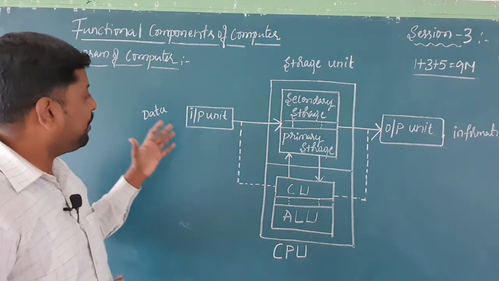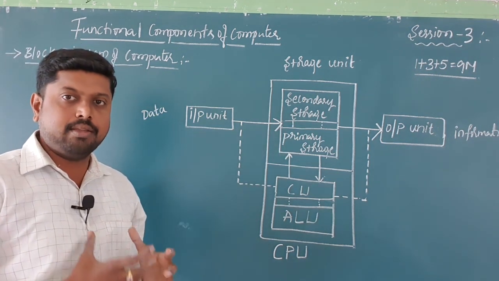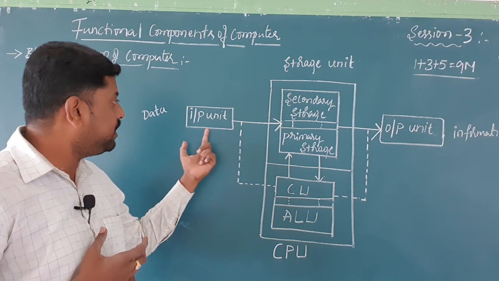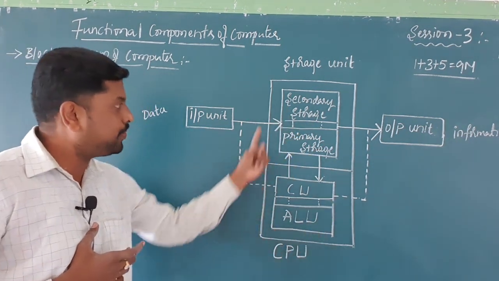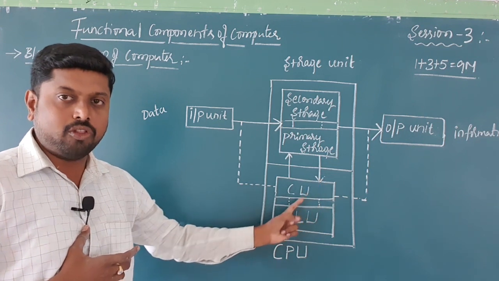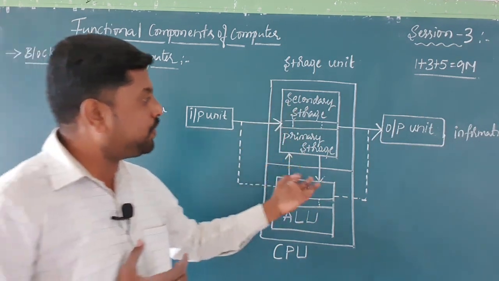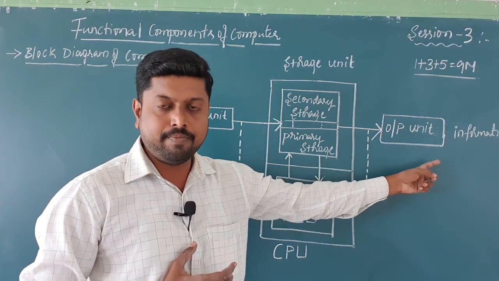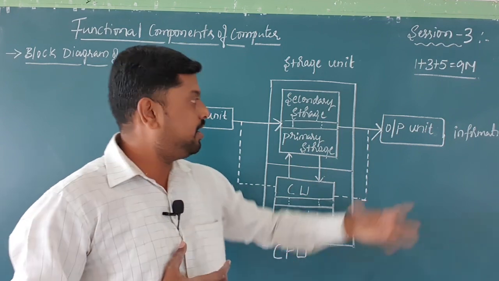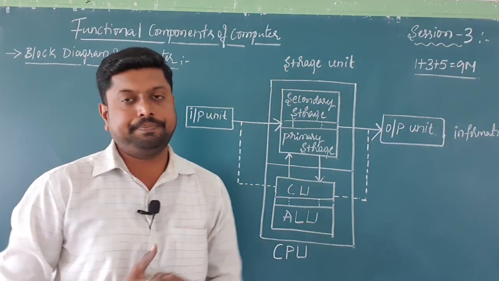So in this diagram, we can explain how the user will give inputs to the computer, how the computer will process the data, and what operations it will cover. After the process, how the computer will deliver the results through the output devices. All these things we are going to explain with this very neat diagram.